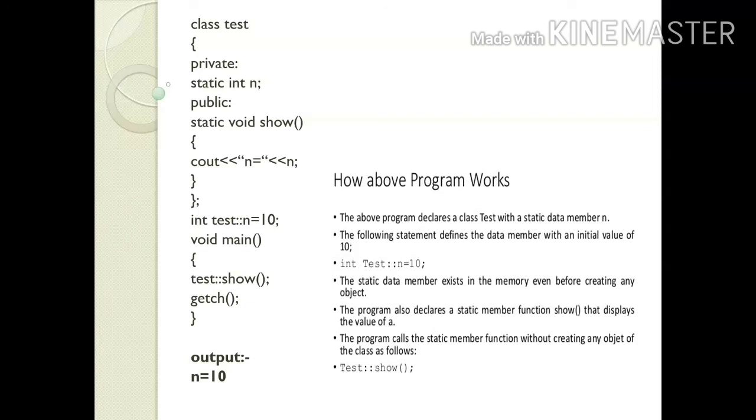The program calls the static member function without creating any object of the class as follows, that is test, scope resolution operator, function name, that is show.